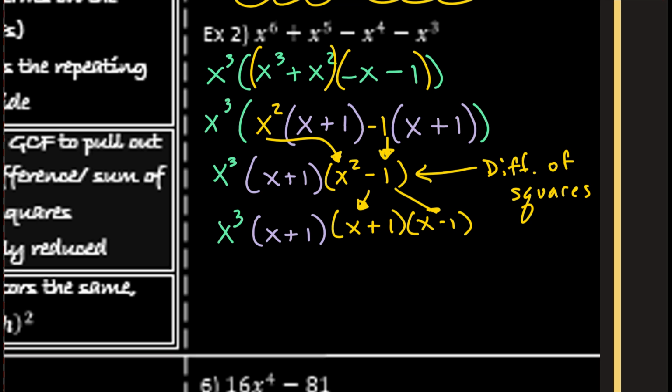So then that's it. We're not technically done. Does anyone know why we're not technically done? We don't have perfect cubes, but we have 2 of the same factor. What do we have that are alike here? X plus 1. How can you rewrite something that's repeating itself multiplied together? Say I had x times x. How can I rewrite that? X squared. How can I rewrite x plus 1 times x plus 1? X plus 1 squared. And I'm done.